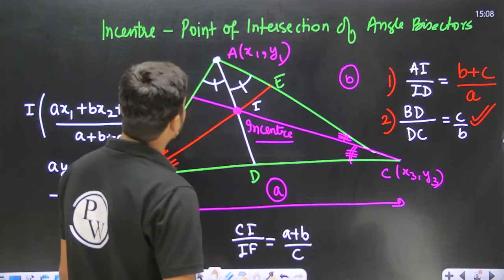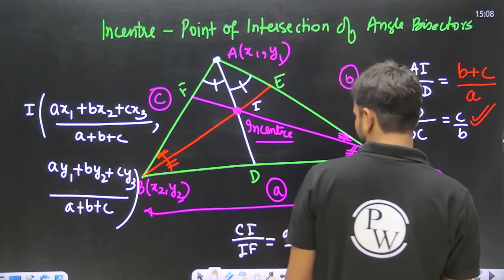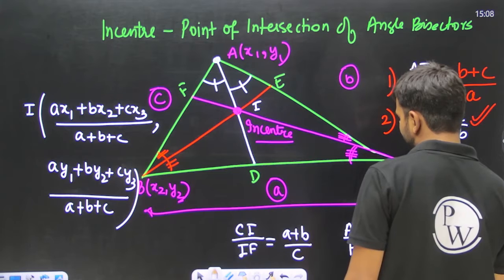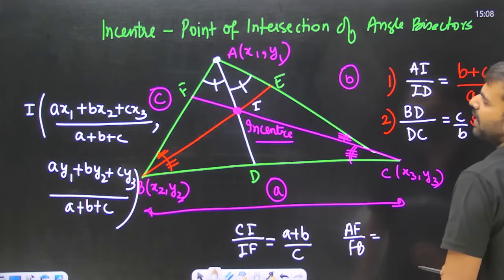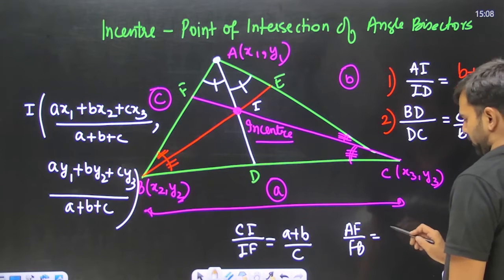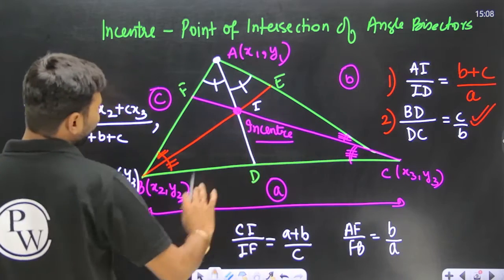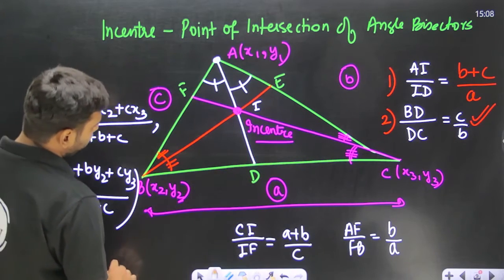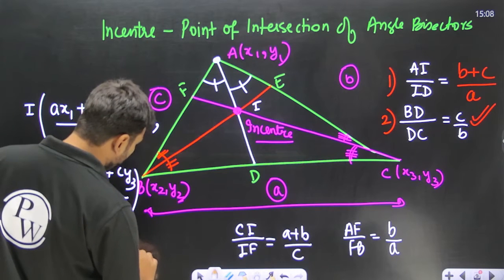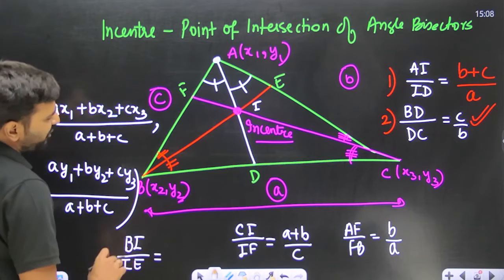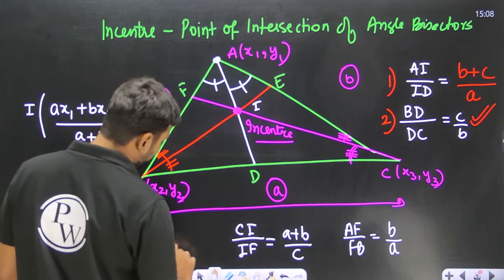If we talk about AF upon FB, then that can be written as B over A. Talking about this BE angle bisector, BI upon IE can be written as (A plus C) divided by B.